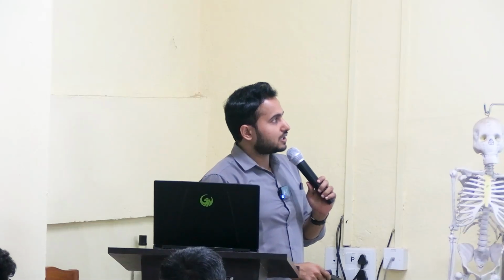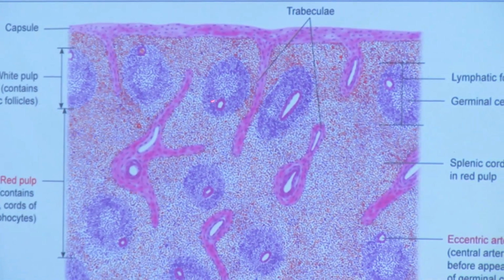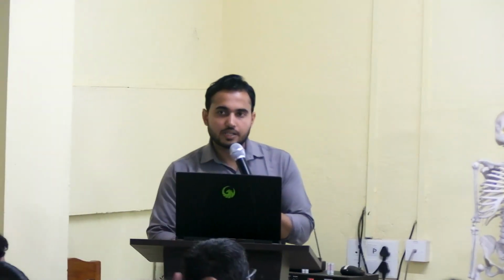In case of the spleen, you have to write about the capsule, you have to write about the trabeculae, you have to write about the white pulp, and you have to write about the red pulp also.